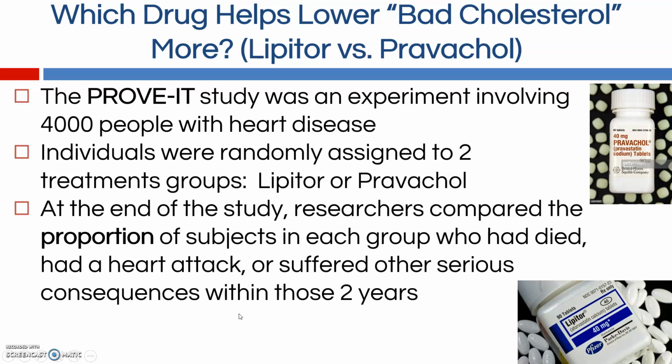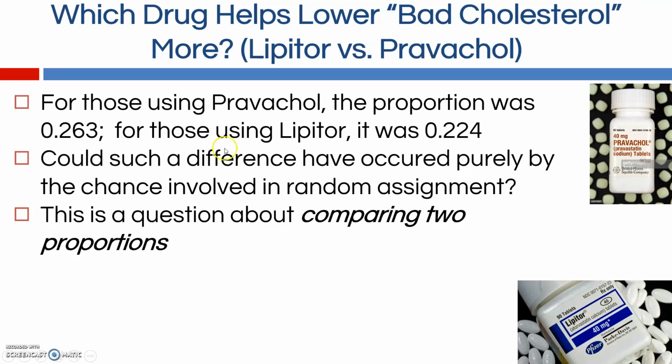Now, at the end of the study, researchers compared the proportion of subjects in each group who had either died, had a heart attack, or suffered other serious consequences within those 2 years. So they wanted to look at both of those proportions and see which group had a higher incidence of heart attack and other serious consequences versus the other, to see if there was one medication that was more effective than the other. For those using Pravachol, the proportion was 0.263. Those using Lipitor was 0.224. So as you can see, roughly about a 4% difference there in those proportions.